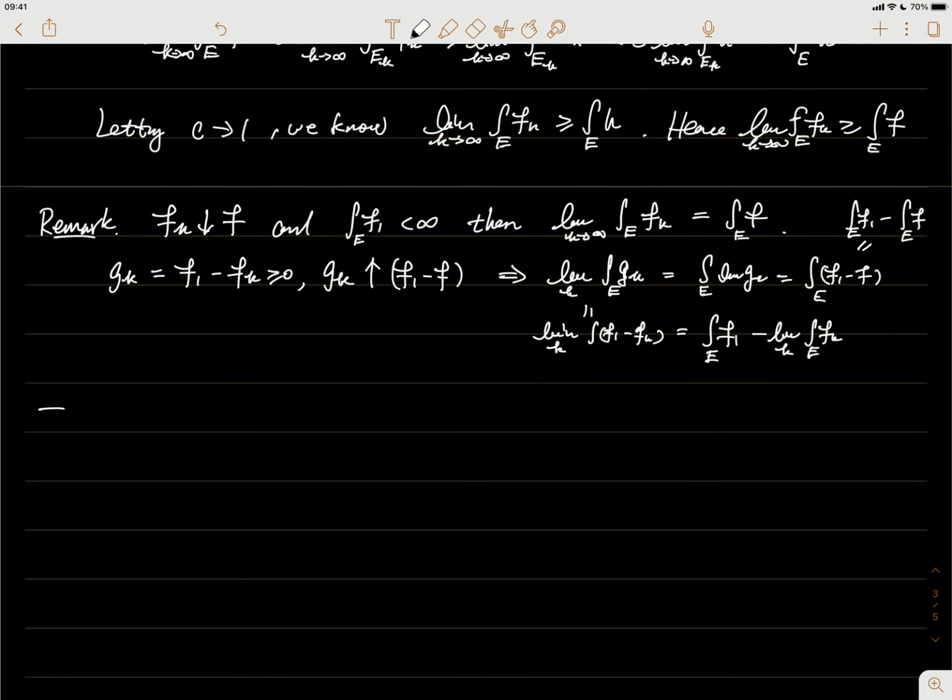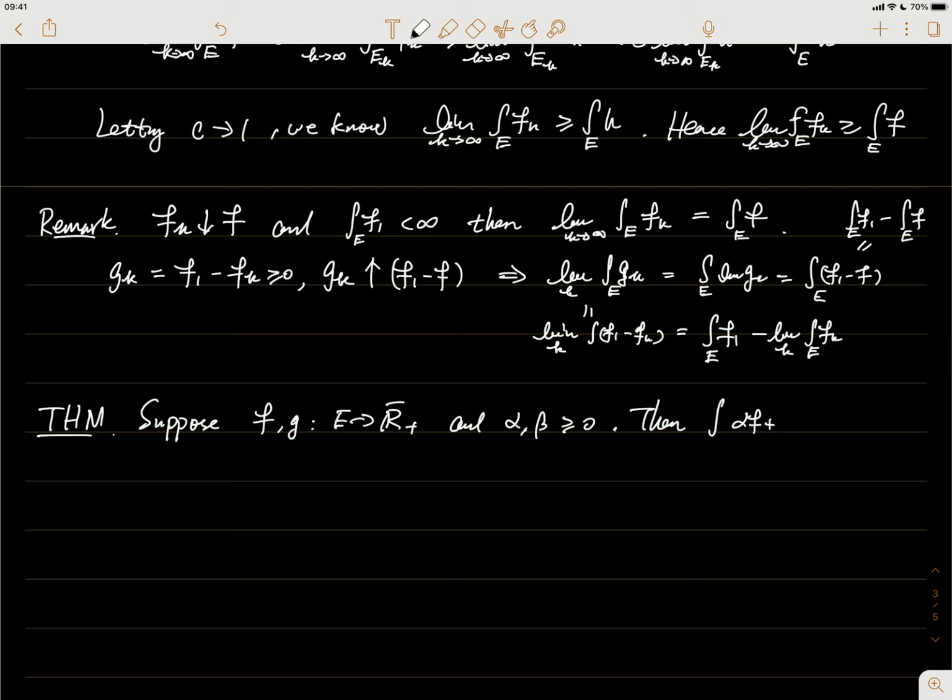Okay, so now we list several properties of the integrals of general non-negative functions. So they are actually all within expectation, and they can also be proved very easily. So the first one is the integral for general non-negative functions is a linear operation. Okay, so suppose we have two non-negative functions, and any two coefficients greater than or equal to 0, then the integral of their linear combination is equal to the linear combination of their integrals.